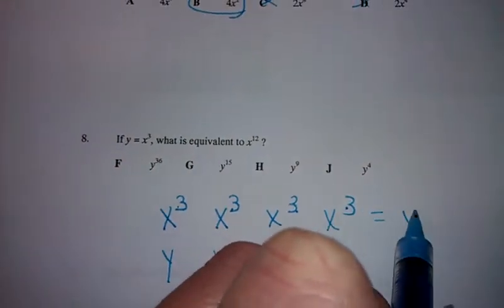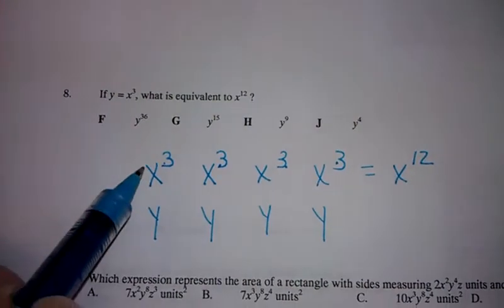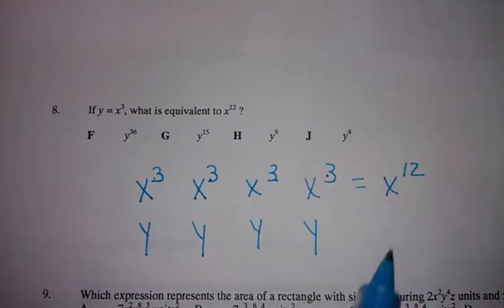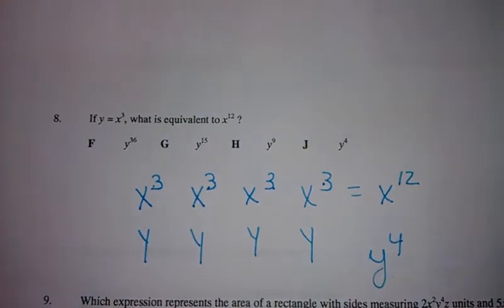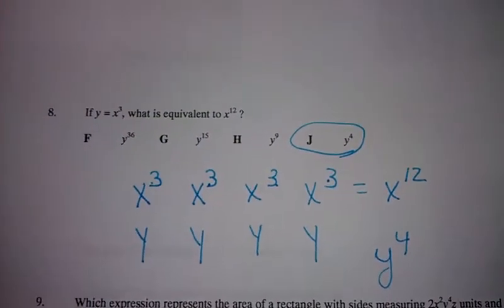So, because this is going to be x to the 12th, then I know that one y is 3 x's. Well, how many y's do I have? Y to the 4th. So your answer is supposed to be J.